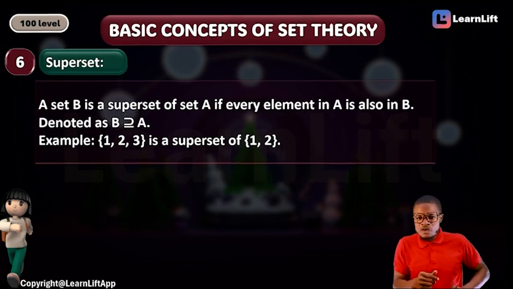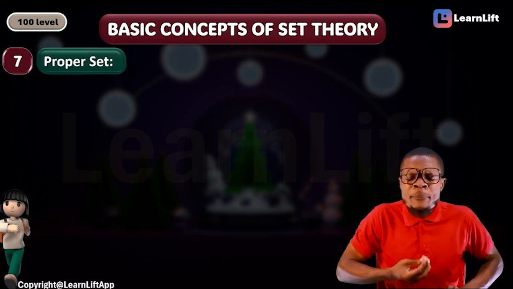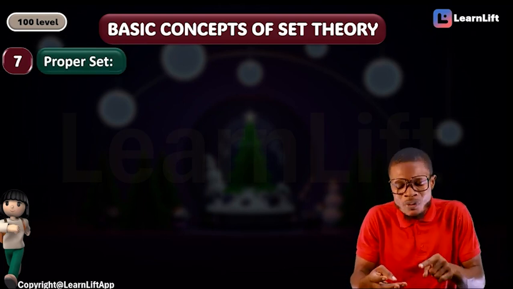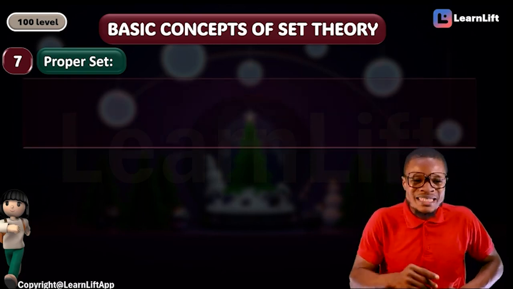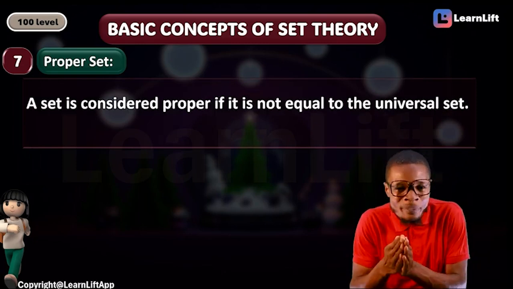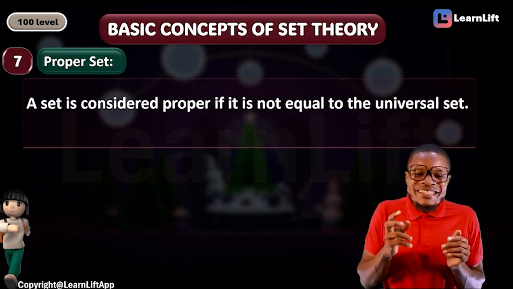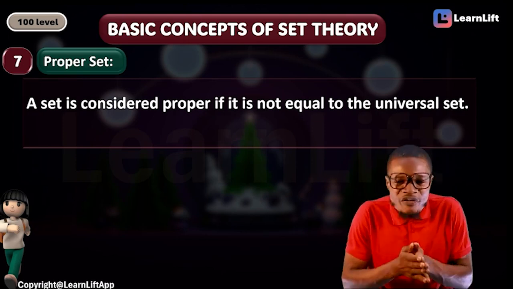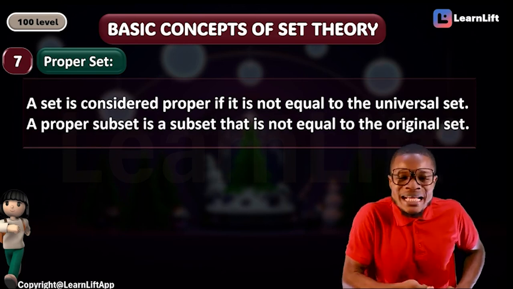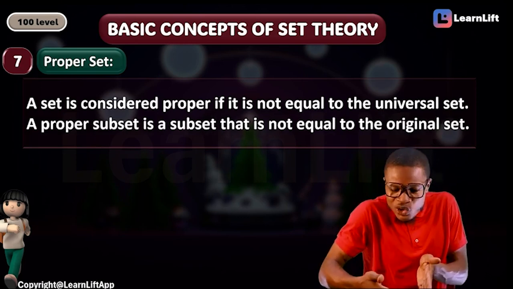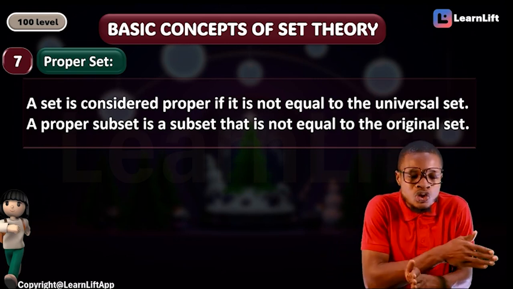Now the next, quickly, basic concept number 7 is called the proper set. We have subset, we have superset, we have proper set. When we say proper set, what do we mean? Very simple. Follow me very fast. A set is considered proper if it is not equal to the universal set, i.e., a set is said to be a proper set if it is not equal to the universal set. Now let me explain a proper subset. A proper subset is a subset that is not equal to the original set.